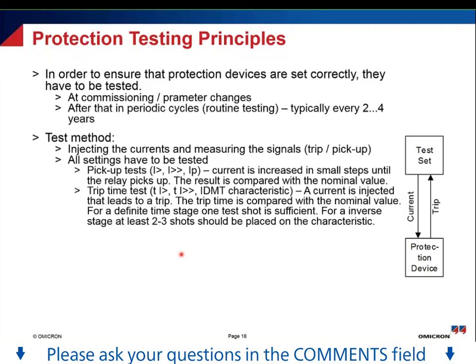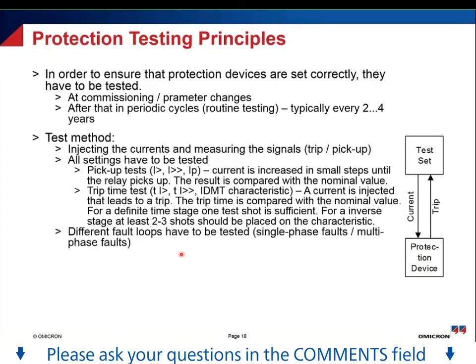For a definite time overcurrent characteristic, it is sufficient to have just one test shot per stage or per element. For an inverse overcurrent stage, you need to have at least, let's say, 2 to 3 test shots on the characteristic to make sure that the time dial and the characteristic, or the characteristic type itself, is set correctly. And if that's the result, then you know your protection device is working all right.